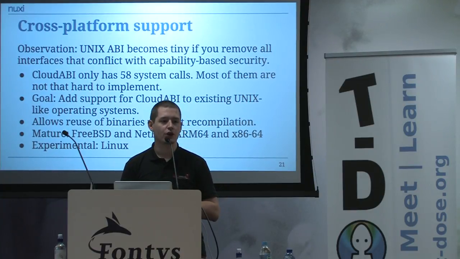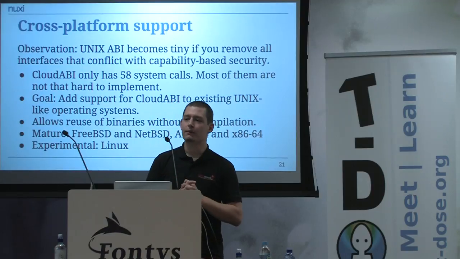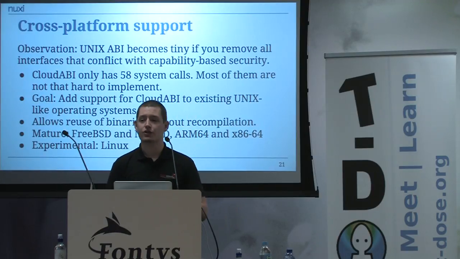And what's nice about such a low number of system calls is that it's fairly easy to add support for this to other operating systems. So what you could do is patch up Linux, FreeBSD, NetBSD, Solaris, macOS, maybe even Windows if you happen to have access to the source code. And then you can just run these CloudABI processes without any modification. So you compile them once and they run everywhere.